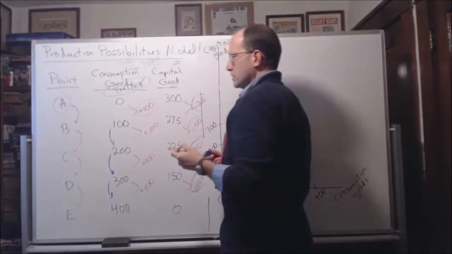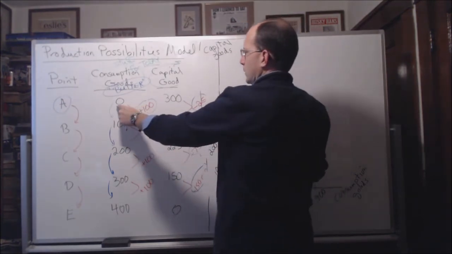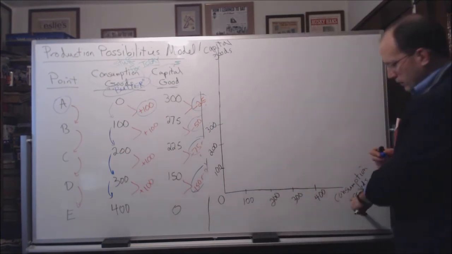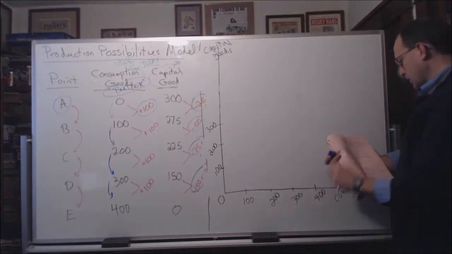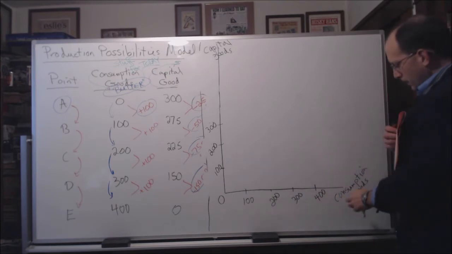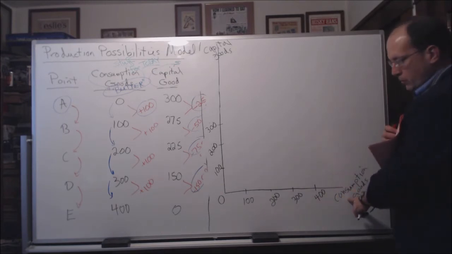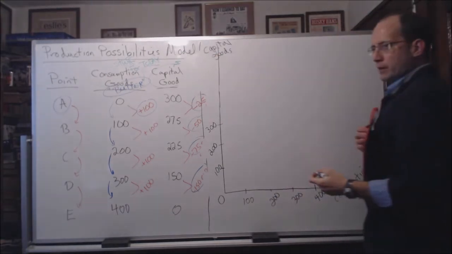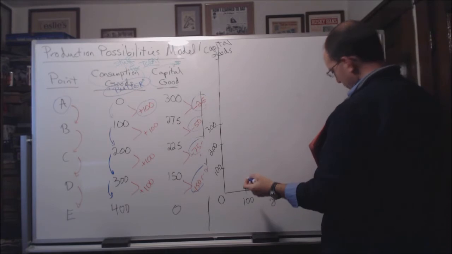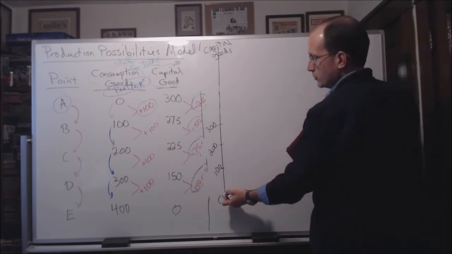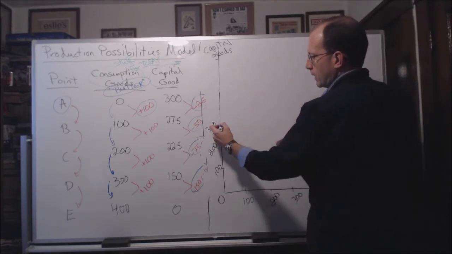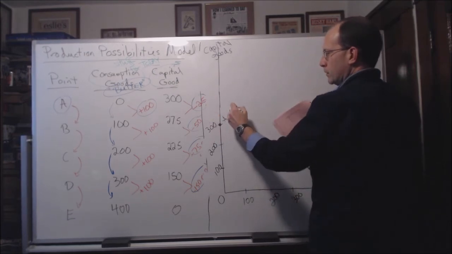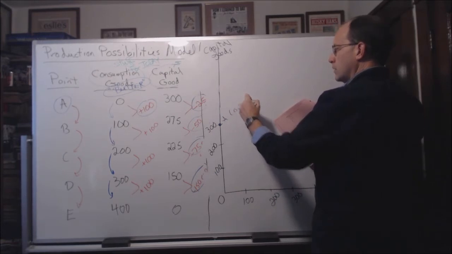One possibility for this nation is combination A, this coordinate pair: no consumption goods and 300 capital goods. So I've got consumption goods, if you haven't flipped already to page 8, please do so, the amount of consumption goods on the X or horizontal axis and the amount of capital goods on the Y or vertical axis. And so point A says no consumption goods, so that's the origin, and 300 capital goods. So that's this point, call it point A, (0, 300).